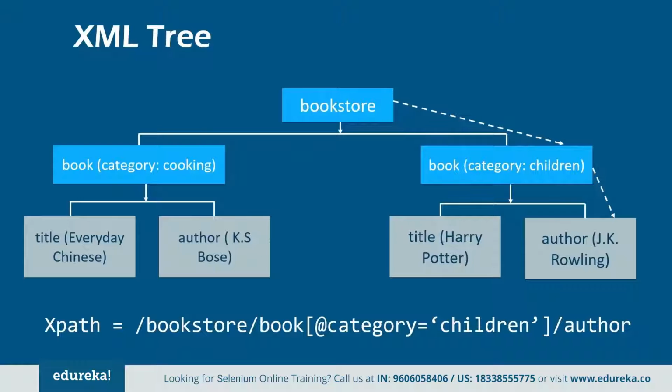So this is how you have to write the XPath. That is your root node and your child node, that is book, followed by the tag name, that is category, whose value is children, and the tag will be author.